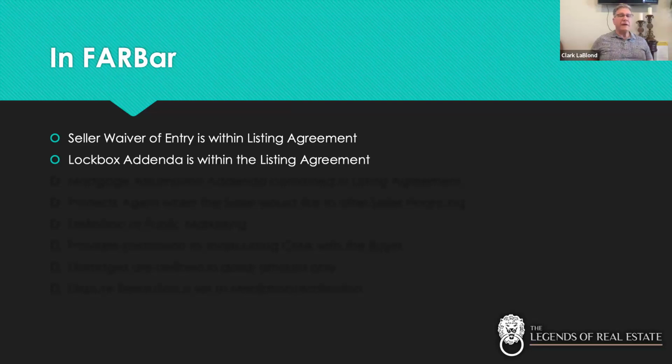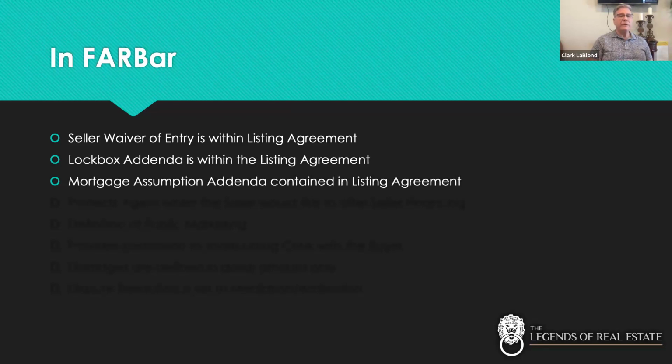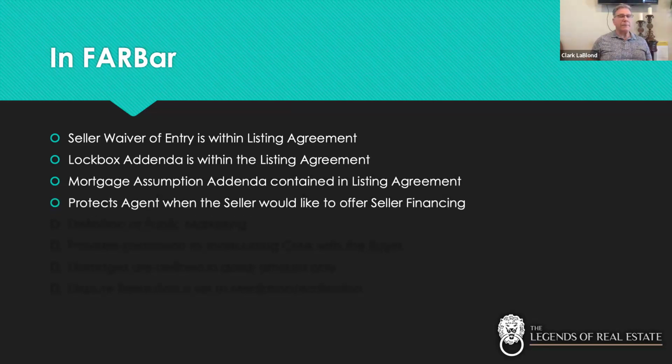The lockbox addenda is already written into the listing agreement. It's much less detailed, but it is there. The mortgage assumption addenda is contained within the listing agreement. So a few of the addenda that we have are already contained within the FARBar purchase or listing agreement.